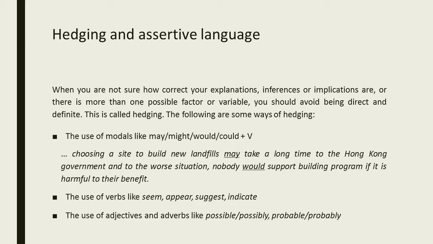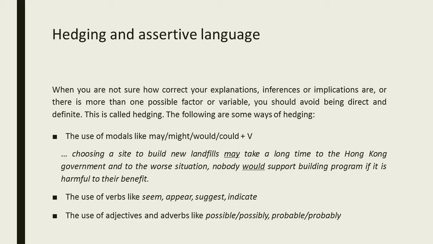Now, let's discuss hedging and assertive language. When you are not sure how correct your explanations, inferences, or implications are, or there is more than one possible factor or variable, you should avoid being direct and definite. This is called hedging. The following are some ways of hedging.